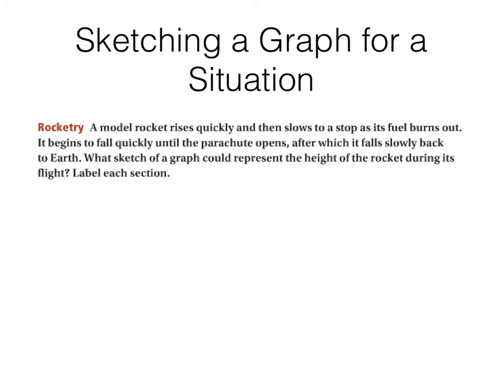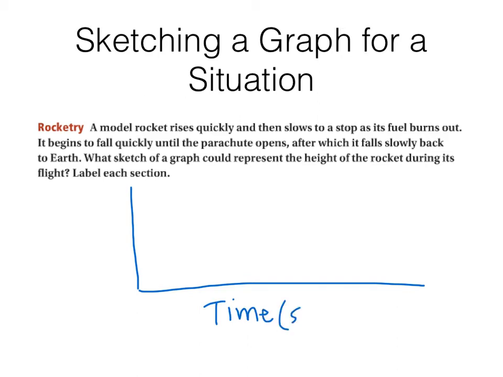A model rocket rises quickly, then slows to a stop as the fuel burns out. It begins to fall quickly until the parachute opens, after which it falls slowly back to Earth. What sketch of a graph could represent the height of the rocket during its flight? Label each section. Okay, so we got to start by thinking about what our graph is going to look like. Well, what's happening on the x-axis? What's the independent variable here? It's the passing of time in seconds, because model rockets happen fast.